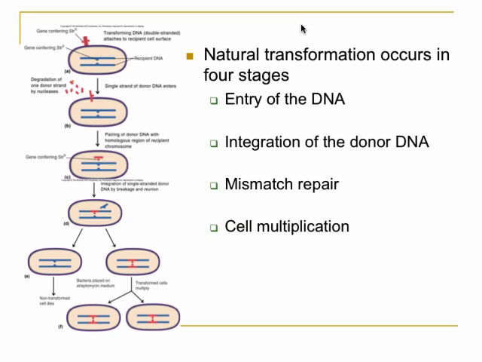So this is horizontal transfer of genetic information. There's no cell division required for this process to occur. Once it does occur, it will be passed on from generation to generation through binary fission.